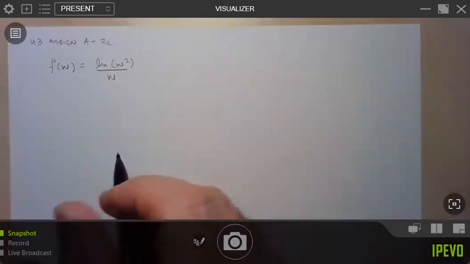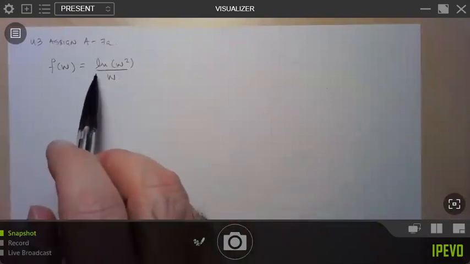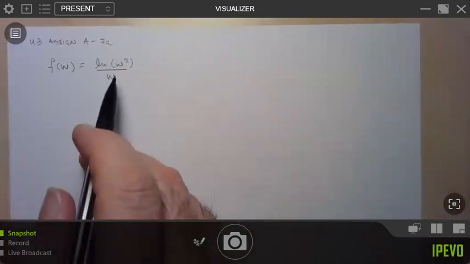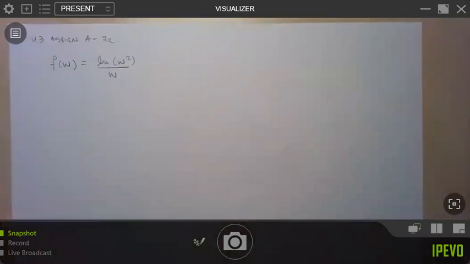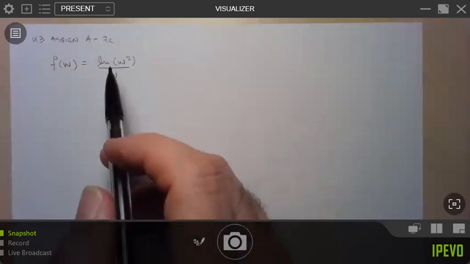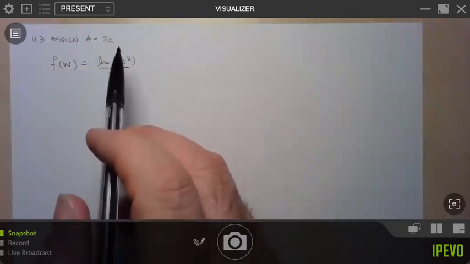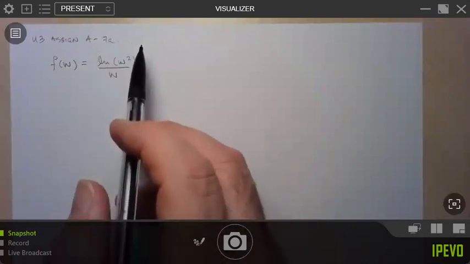By the way, what is the domain of this function? Can somebody tell me? Normally I see a logarithm and I think, oh, greater than 0. But is that the case here? Who can argue why the domain of this function is not w greater than 0? It can be all values because it's w squared, so the negative is multiplied by itself. So it's positive.